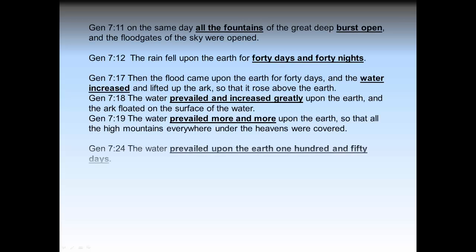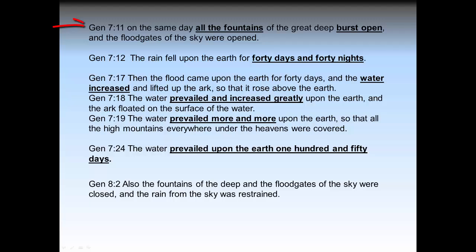Notice the initial cause described in Genesis 7:11 was the bursting of the fountains. Then heavy rains are mentioned. In verse 12, we see that the rain was continuous day and night for 40 days, so this was not like the rain we know today.